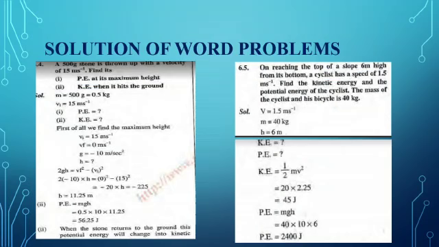Converting it into kilograms, we will divide it by 1000 and you will get 0.5 kg. And initial velocity is 15 meters per second. So you have to find potential energy and kinetic energy. First of all, we find the maximum height.